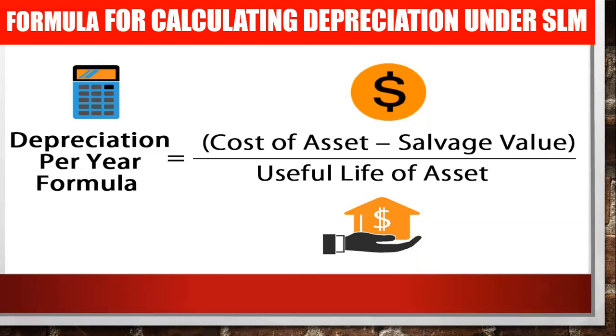Here the depreciation per year formula is given. Cost of asset, that means original cost, minus salvage value. Salvage value means scrap value, divided by the useful life of the asset, that is, how many years it will last. So cost of asset minus salvage value, that is scrap value, upon number of life. You will get the depreciation per year, the current year depreciation under the SLM method.